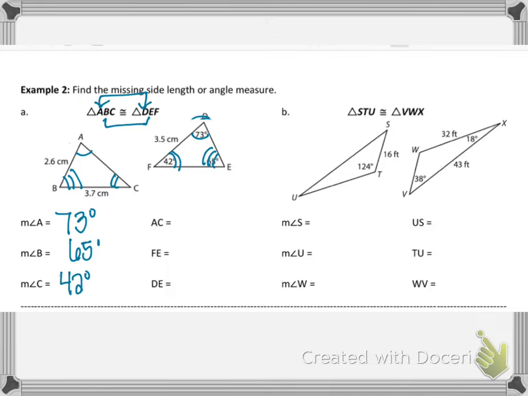Side AC is this side right here, and if I match it up with its matching part over here, which is DF, I can see that that's 3.5 centimeters. I can tell that FE is, so FE is right here, right? And they want me to find FE. Well, if I go over here, that's the same as CB. So I know that that must be 3.7 centimeters. And then finally, the last two parts go together. So those two sides are congruent. And so DE is what they want me to find. Well, that's going to be the same as over here in AB, and that's 2.6 centimeters, okay?